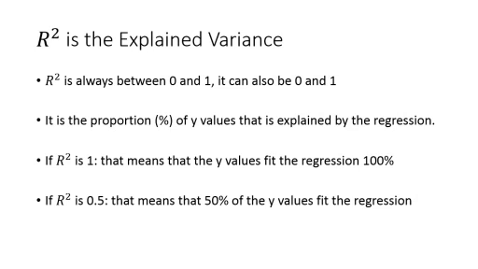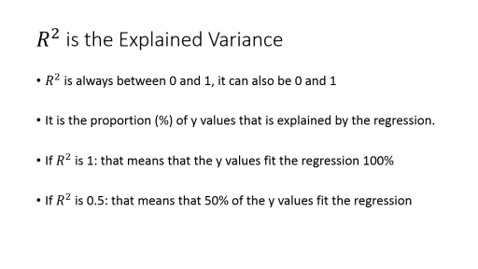Well, if we square negative numbers, we get positive numbers. So that's why our R squared is always going to be between 0 and 1. It's always going to be positive. It can also be 0 and 1. Obviously, 0 would be doesn't fit at all. 1 would be a perfect fit.